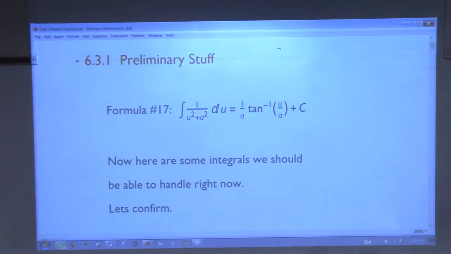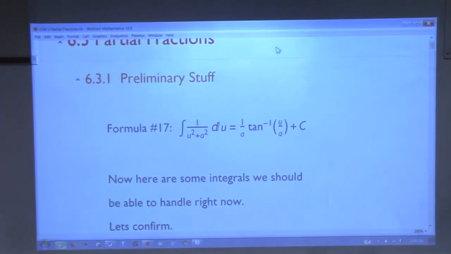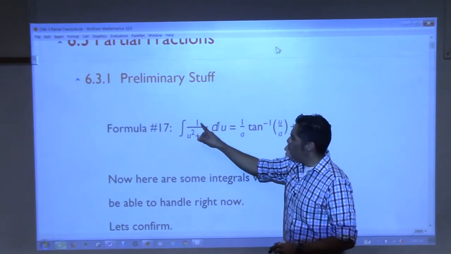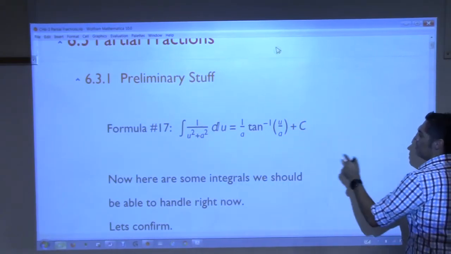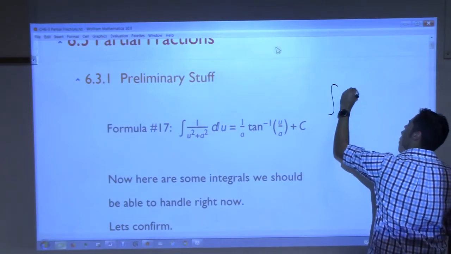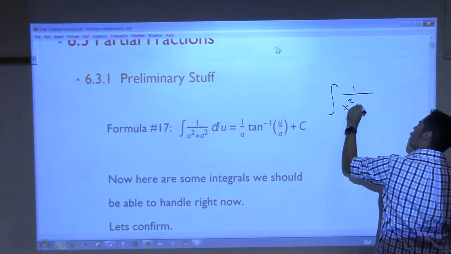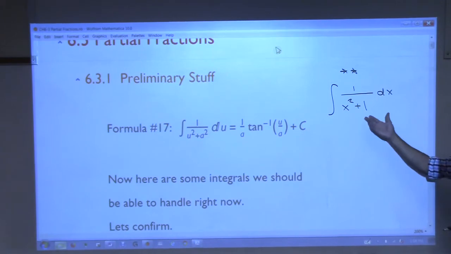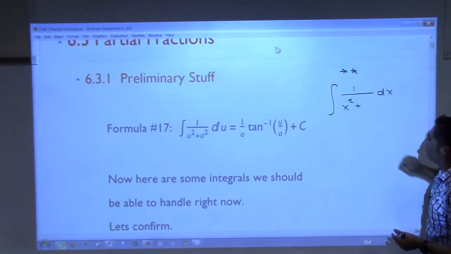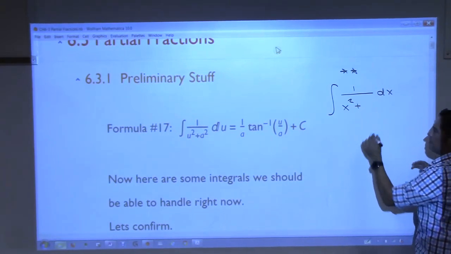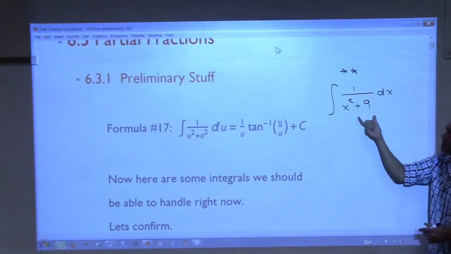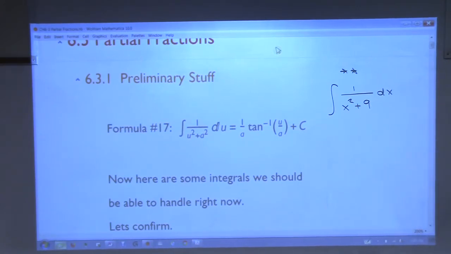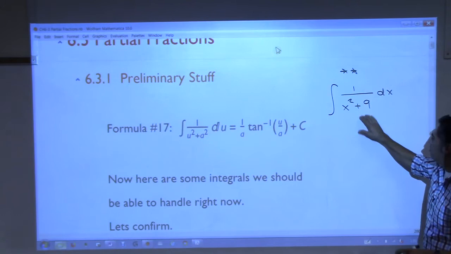There is a formula number 17, that says that if you have the integral of 1 over u squared plus a squared du, that the antiderivative is this. Now, you'll recall this formula that I told you all to memorize, get used to seeing it, right? That the antiderivative of this is arctan of x, right? Well, what happens if we replace that 1 with any number, like 9 or something like that? The antiderivative of this is not arctangent of x. Okay, the antiderivative of this is not. It's only if that was a 1.